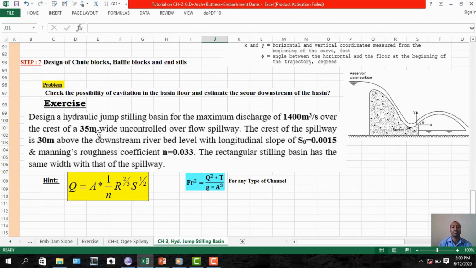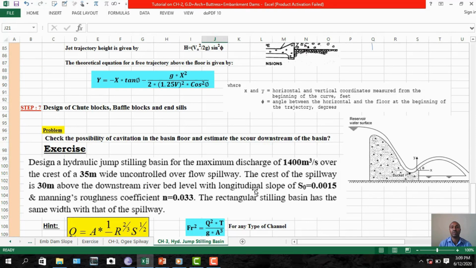But in this specific problem or exercise, the width is given. So you will not assume. So you will use this 35 width of the spillway, then use Manning's equation, then the Froude number again, you can use this equation. For any type of channel, the Froude number you can derive using this equation. Froude square is equal to Q square T over g A cubed. Using this, you can calculate, okay?